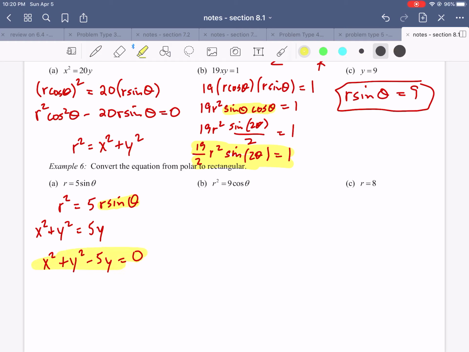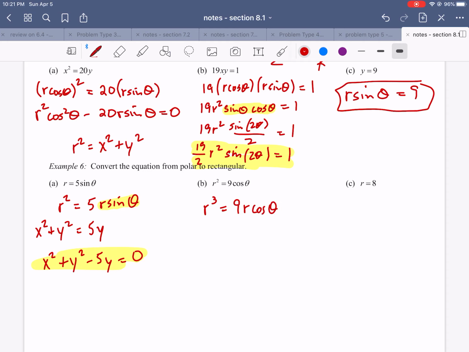Okay, in letter B, we've got a similar issue. We are missing an r on that right-hand side. We're almost able to say that this right here is 9x, but we're not quite able to say that because we don't have an r. So we're going to multiply both sides by r, and so that's going to end up giving me r cubed is equal to 9 times r cosine of theta.